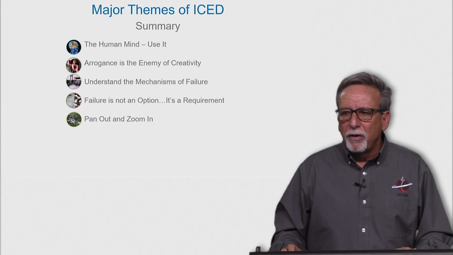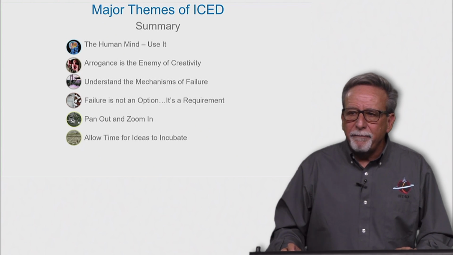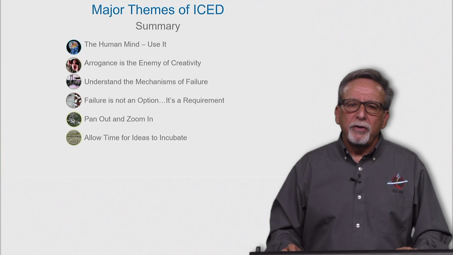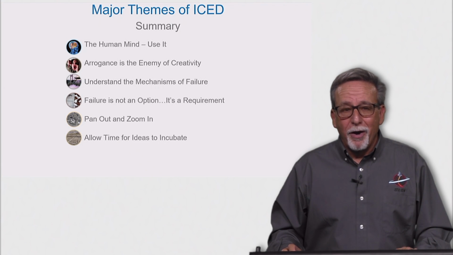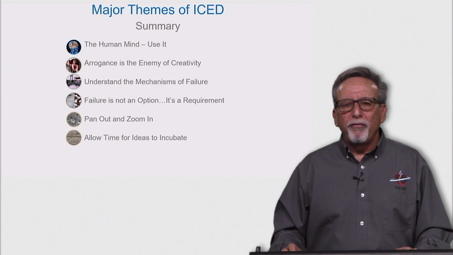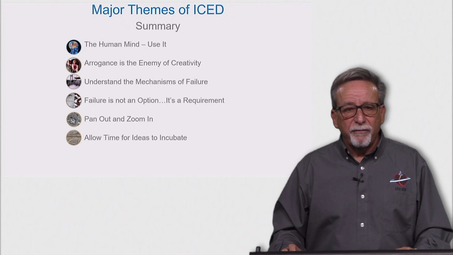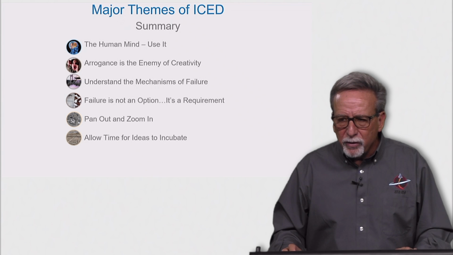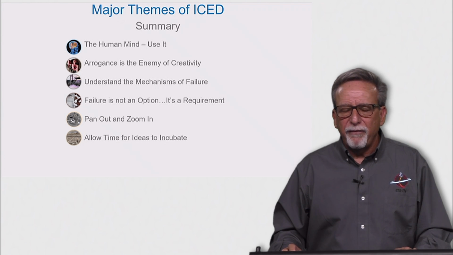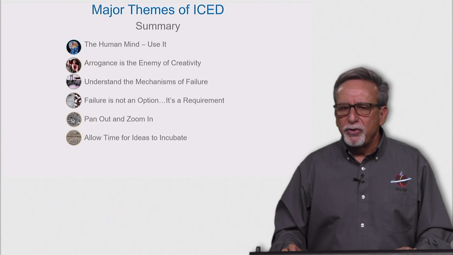summarize. The human mind uses it. We want you to think creatively. We want you to think critically. We want you to be humble. We don't want you to be arrogant. We want you to recognize when you spot these behaviors in other team members, understanding the mechanisms of failure and the importance of testing the failure in the laboratory and in identifying potential failure mechanisms and issues with our own ideas and concepts. Very important. Failure is not an option, it's a requirement. We stress the importance of failure, teaching students how to fail and learn from failures, panning out and zooming in.